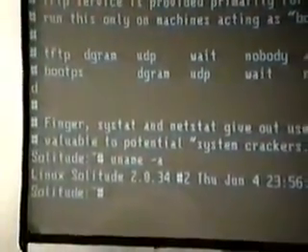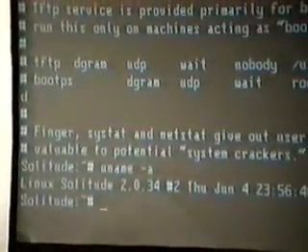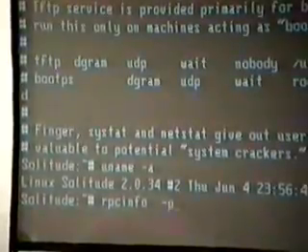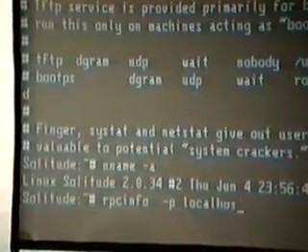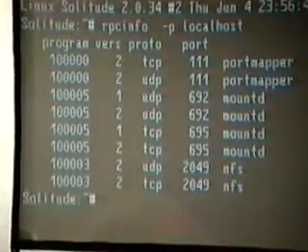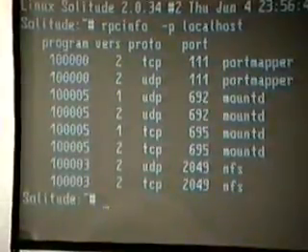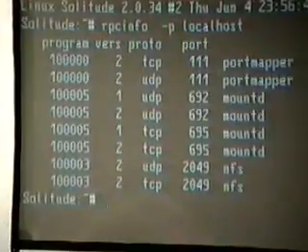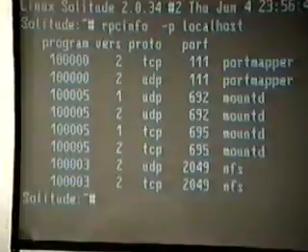Some of the other scanning techniques I'd like to mention are rpcinfo and showmount. rpcinfo shows the RPC services that are running on a host. As you can see right off the bat, NFS.